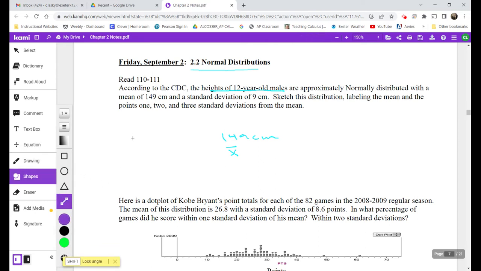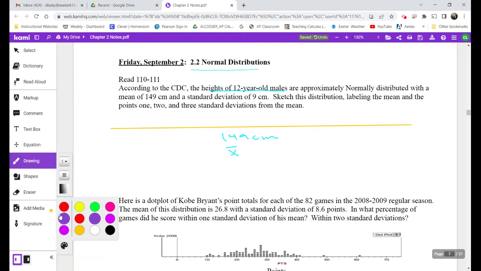Okay, so really what we're doing when it comes to normal distributions is we're looking at this and going, okay, I got this number line here, right? And it's not very centered, but would you expect anything less from my beautiful writing here? And we put our X bar in the middle at 149. Now, our standard deviation is 9 centimeters.